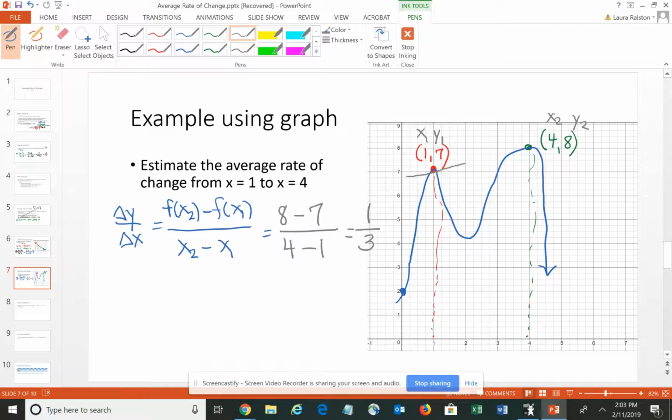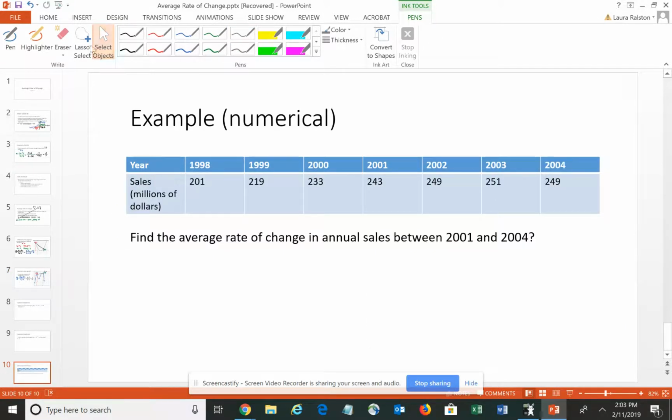And again, we're trying to find this line here that connects the points. Basically, the idea behind it is finding the slope, or the rate of change, from one point to the other point. So you can do it graphically. You just read the information from the graph. You can also do it using a table. Okay, so with a table, it says find the average rate of change in annual sales between 2001 and 2004. So they want you to focus on what happens in 2001 and what happens in 2004.